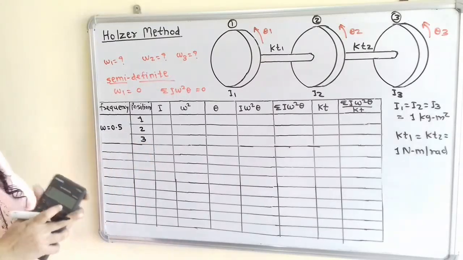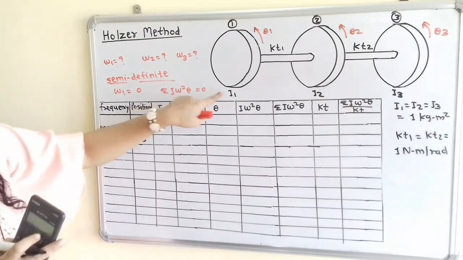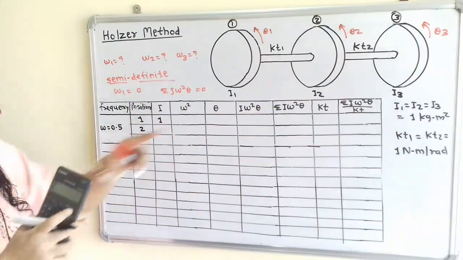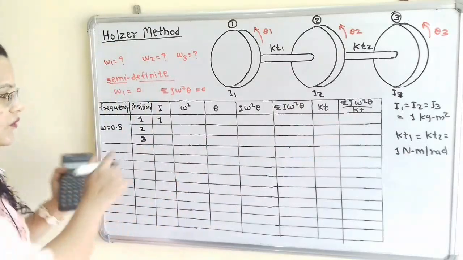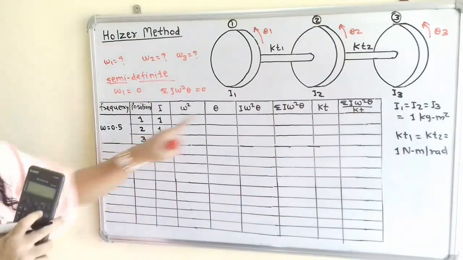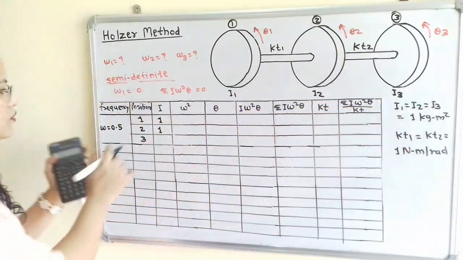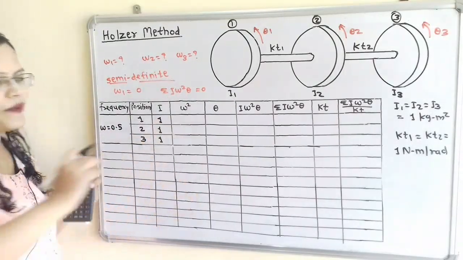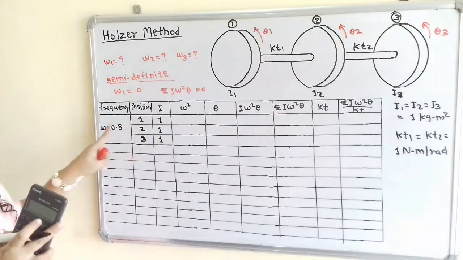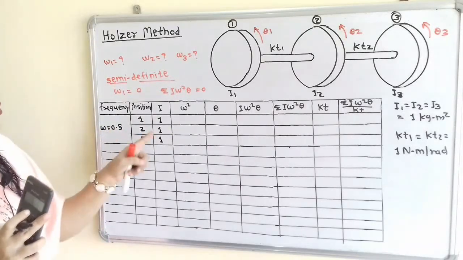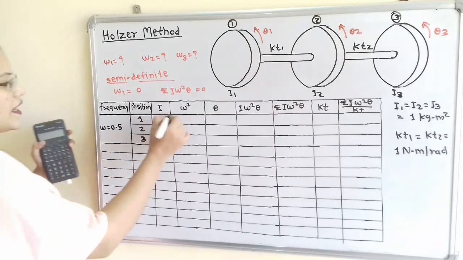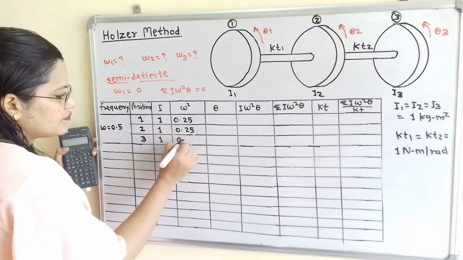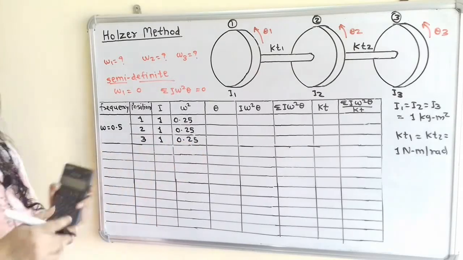Now value of I. If we observe, at position 1, I1 is equal to 1. At position 2, I2 is also equal to 1. At position 3, I3 is also equal to 1. Now we will fill up the next column. There is omega square. So omega square is omega, that is 0.5 square. So we have to write here 0.25.